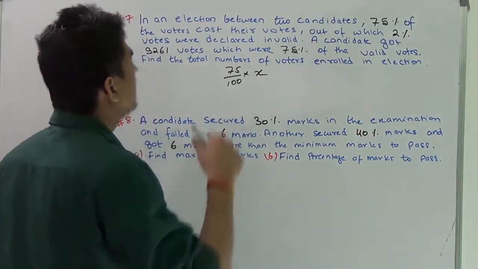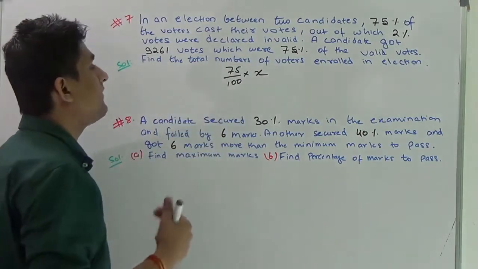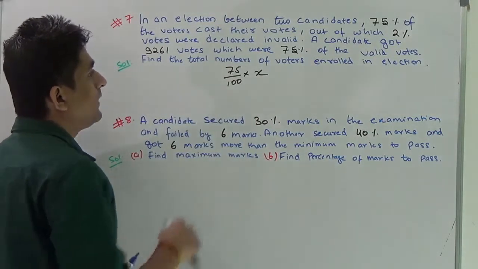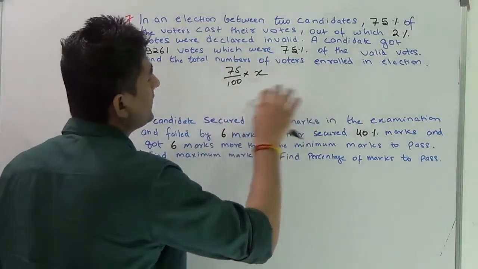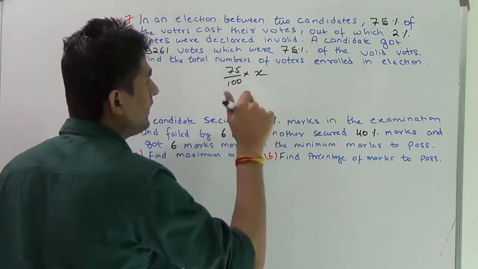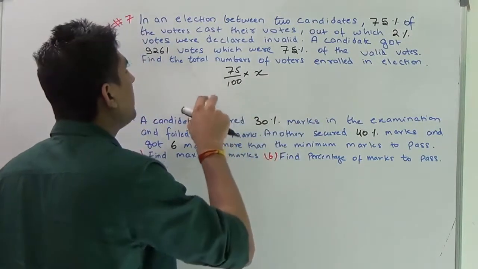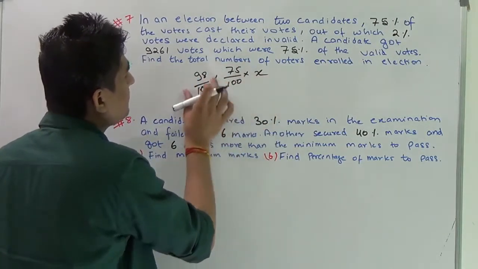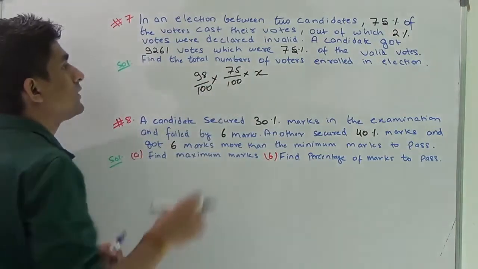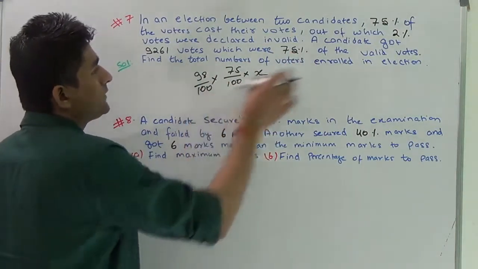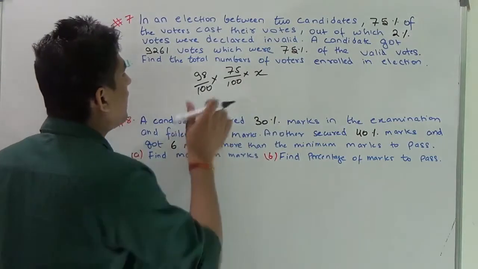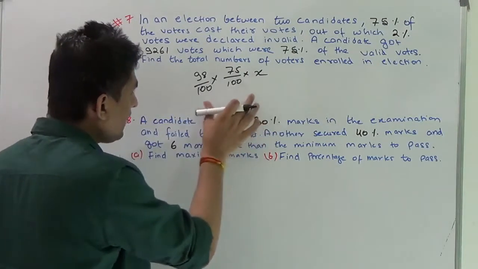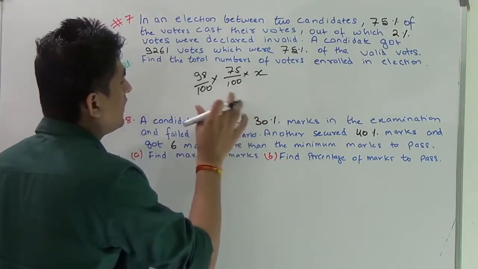Now what? Out of which 2% of the votes were declared invalid. That means 2% of these votes were declared invalid. In successive calculations, we have seen that we have to deduct 2% from this. We just deduct 100 minus 2, and that means we multiply by 98 by 100. Earlier it was 100%, now it's 98%, because 2% of the votes were declared invalid. Now 98% of the votes were valid. So this is the number of valid votes.